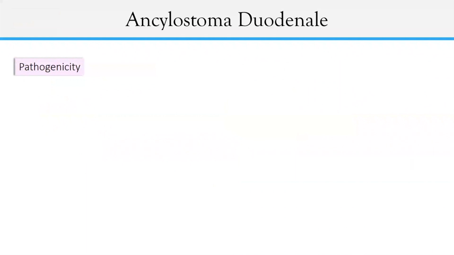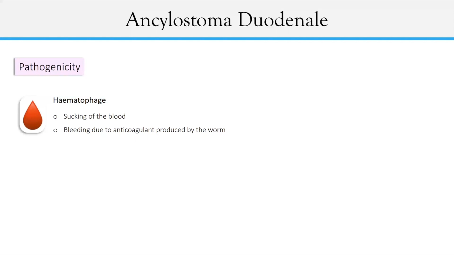Pathogenicity of Ancylostoma duodenale is associated with the fact that it is a hematophage, meaning that Ancylostoma duodenale is able to suck blood, and also Ancylostoma duodenale produces an anticoagulant that may support further bleeding even when sucking of the blood was terminated. Of course, in severe cases, this may lead to anemia.